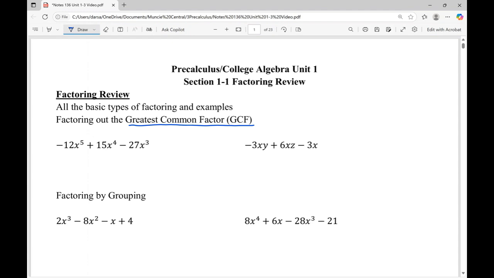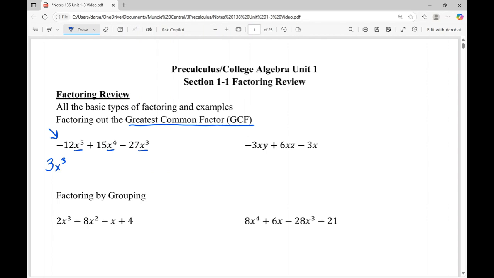the different terms. So if we look at this first question right here, we can see 12, 15, and 27. Those are all divisible by the number 3. So part of our greatest common factor will be a 3. And then when we look at x to the fifth, x to the fourth, and x cubed, we're going to see that the lowest exponent of x is an x cubed. And so x cubed is contained in x cubed, x to the fourth, and x to the fifth.